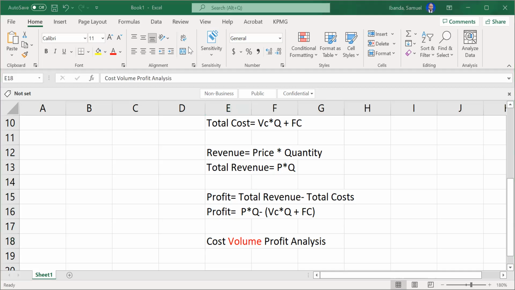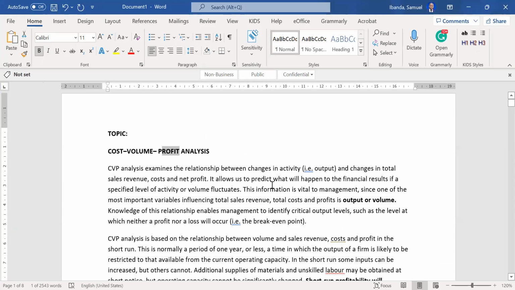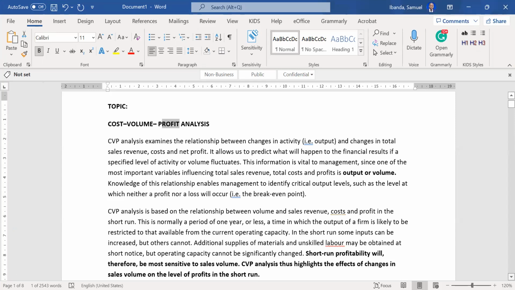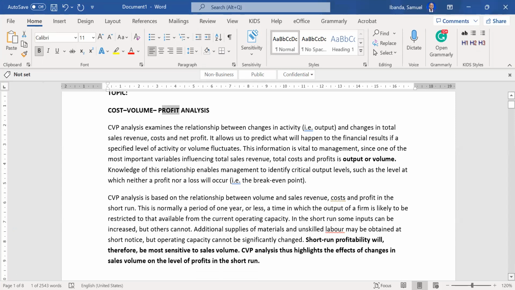So that is the key aspect when it comes to the CVP analysis, being able to analyze how volume affects cost and profit.